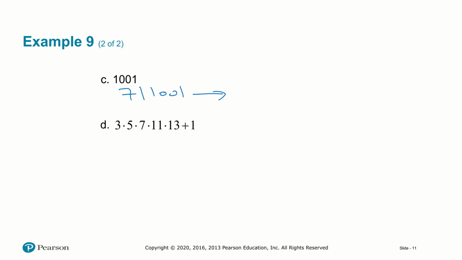1001. Therefore, 1001 is composite. Why? Because 7 is a number other than 1 and itself that goes into it. So therefore, it's composite. In fact, there's another prime number that goes into that. Can you see what it is? Remember the divisibility rule for 11?